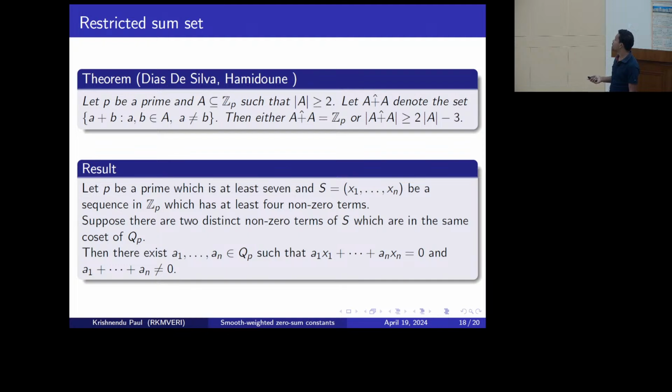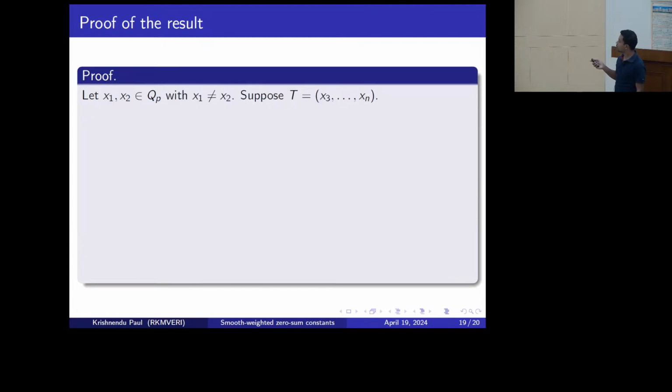The proof is that first of all it has at least 4 non-zero terms and 2 distinct terms which are in the same coset of QP, either both are in QP or both are in UP minus QP. Sometimes some people call them NP. Okay. So without loss of generality, let x1, x2 belong to QP with x1 and x2 distinct, and we are taking the subsequence T removing x1 and x2.